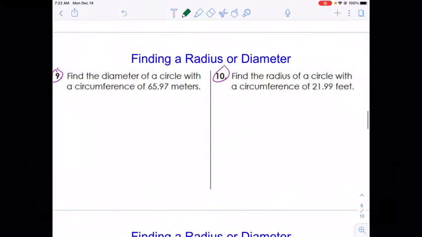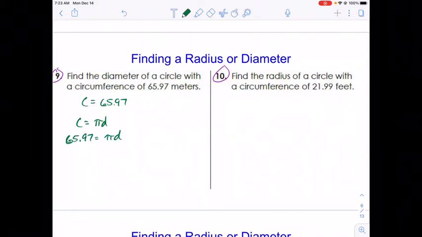So now let's go down here to finding the radius or diameter. This is where we have to do a little more work. Okay. So find the diameter of the circle with the circumference of 65.97. So we know the circumference is equal to this, 65.97. Because we're looking for diameter, we're going to use the formula circumference is equal to pi times diameter. Now, we plug in 65.97 for circumference, and it's equal to pi times diameter. So the next step here is going to be just divide both sides by pi.